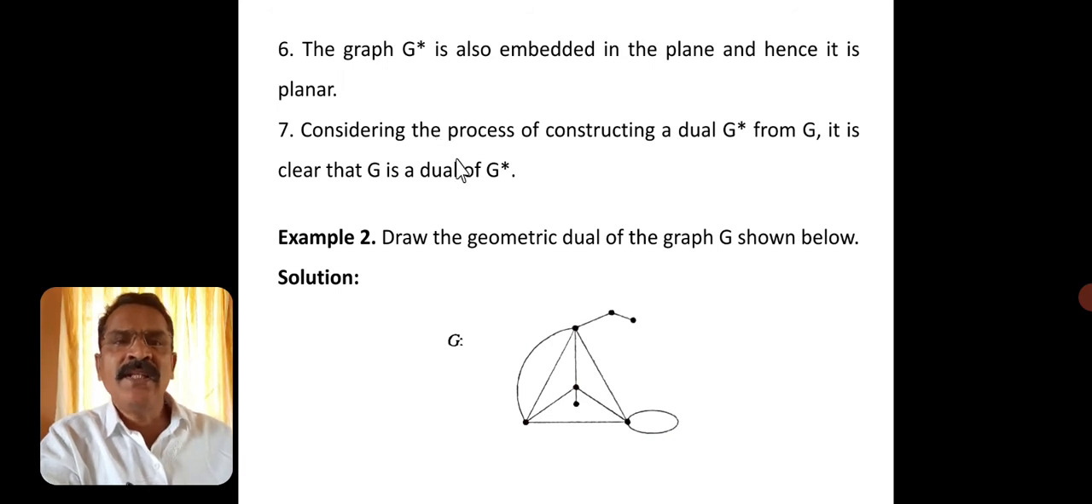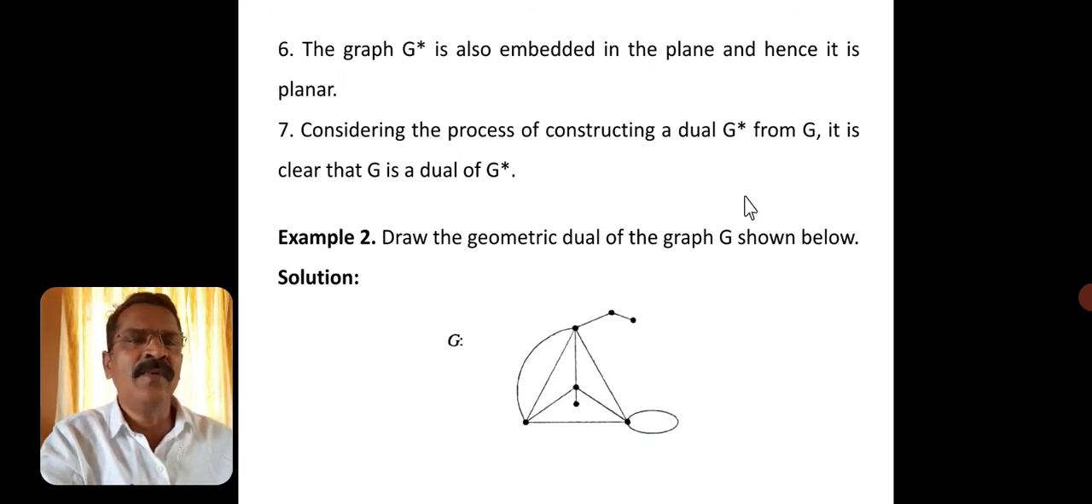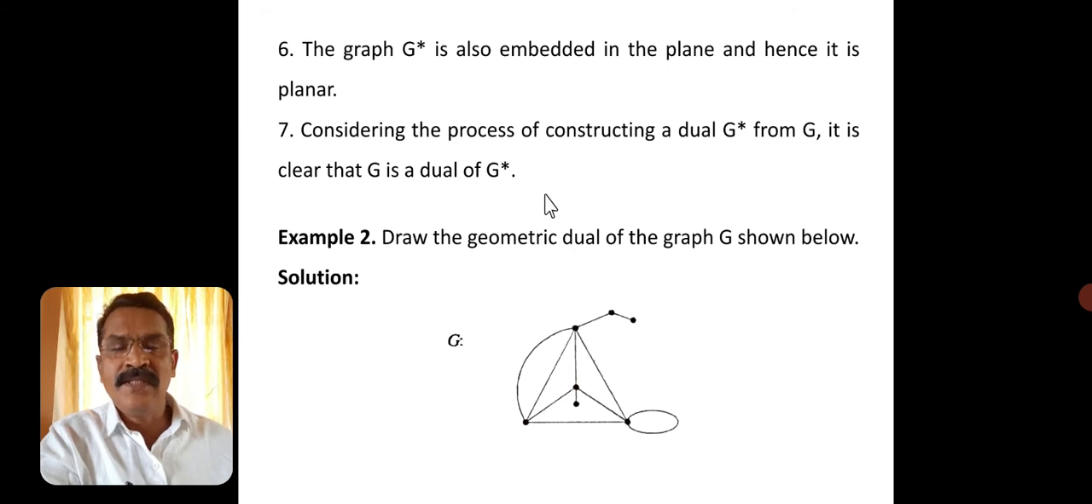Okay. Considering the process of constructing a dual G star of G, it is clear that G is a dual of G star. See, once the plane graph is given, you can find its geometric dual G star. If the geometric dual G star is given, and you find the geometric dual of G star, what will you get? You will get the graph G. So that's why there is one result, G star whole star. You can say the geometric dual of the geometric dual is the graph G. Okay, so these are a few observations we have discussed.